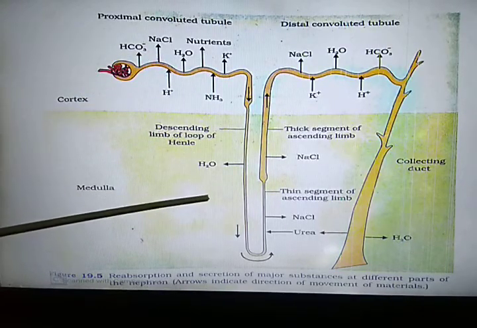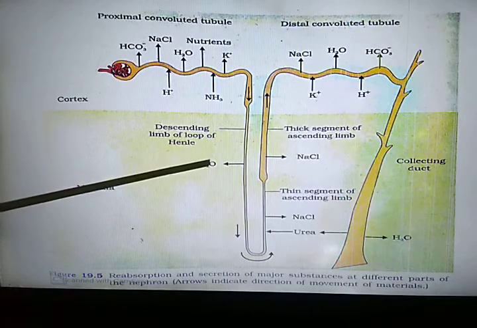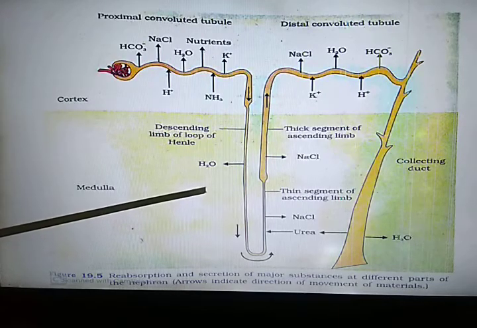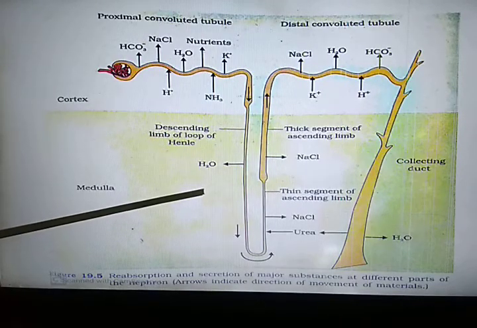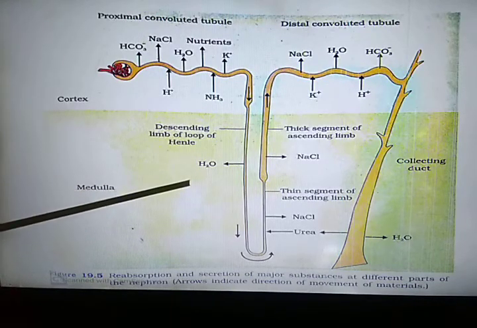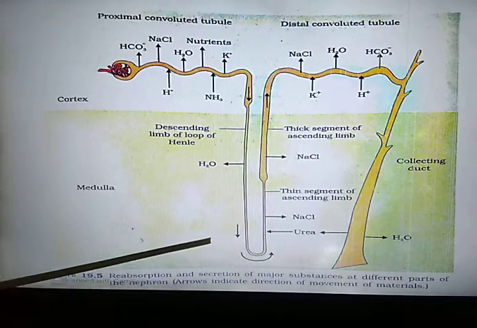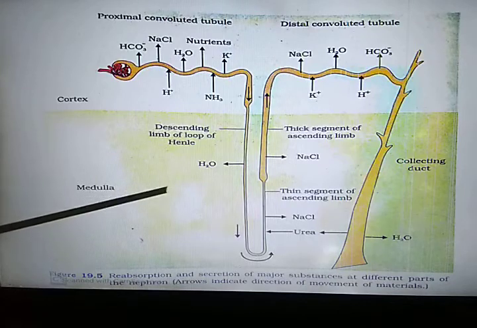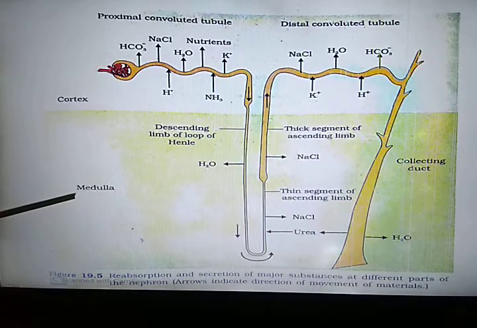Next part is the loop of Henle. Now the loop of Henle, its main function is that it maintains high osmolarity of the medullary interstitial fluid. What is medullary interstitial fluid? The nephron is surrounded by a fluid known as the interstitial fluid, and the fluid present in the medulla region is known as medullary interstitial fluid.